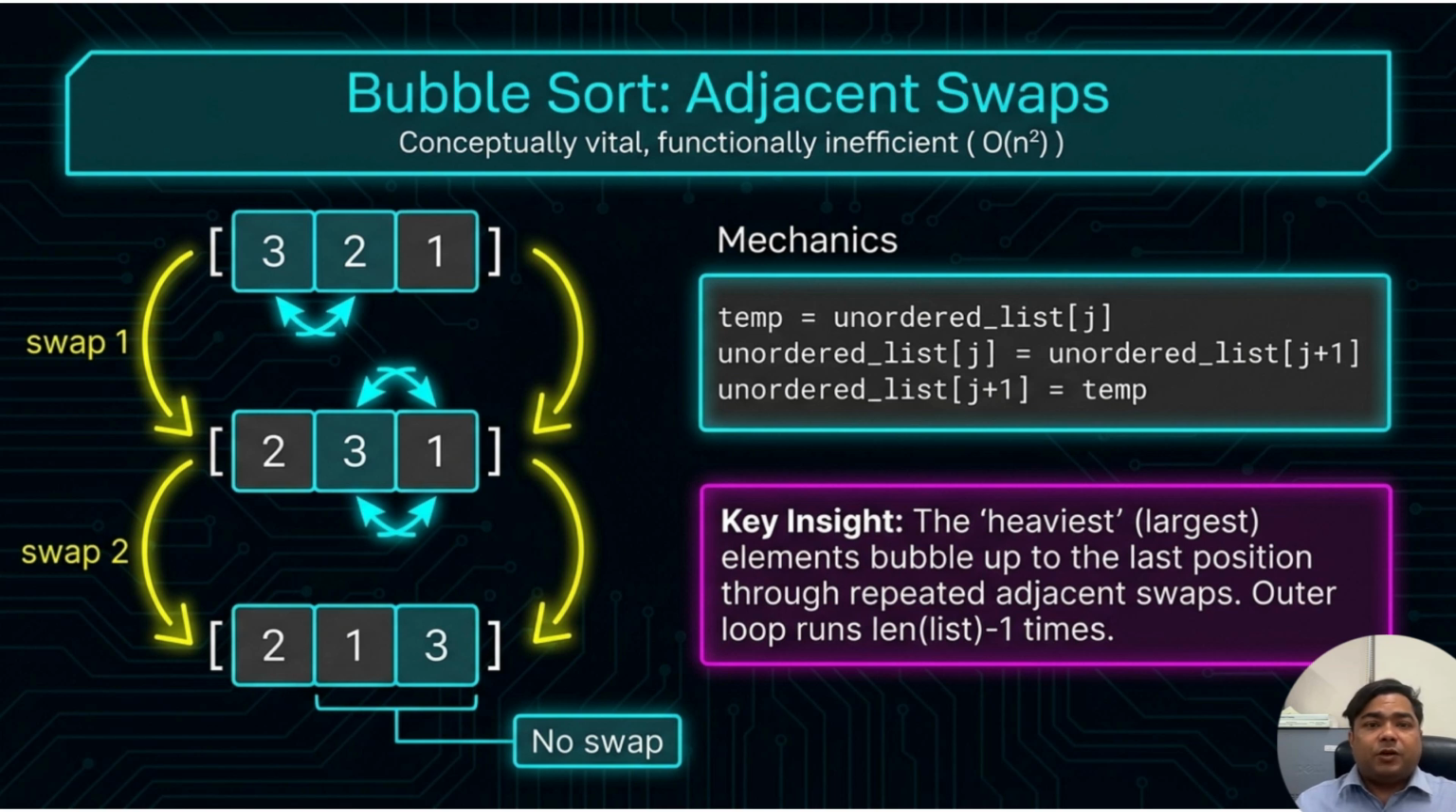Bubble sort is conceptually important because it clearly teaches comparison and swapping, but it is functionally inefficient. Its worst case time complexity is O(n²). So, bubble sort is good for learning the concept, but it is not suitable for large data sets.